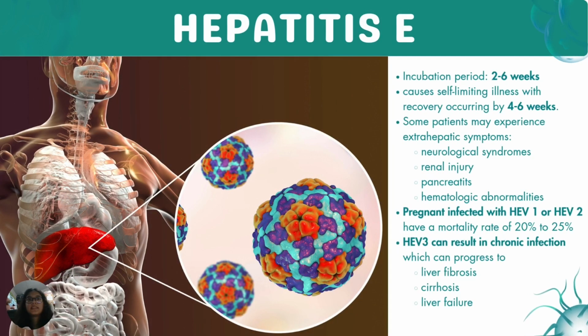Next, hepatitis E virus prevention. The measures to prevent the infection include provision of clean drinking water as well as improvement of sanitation in developing countries. And in the case of hepatitis E virus 3, avoidance of eating undercooked meat, especially pork, is advised.